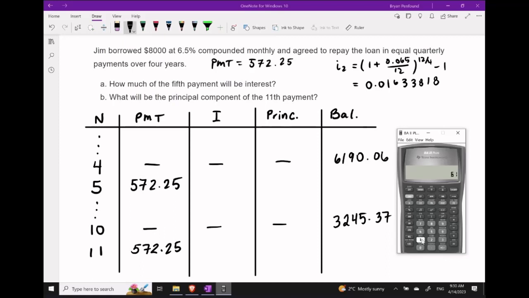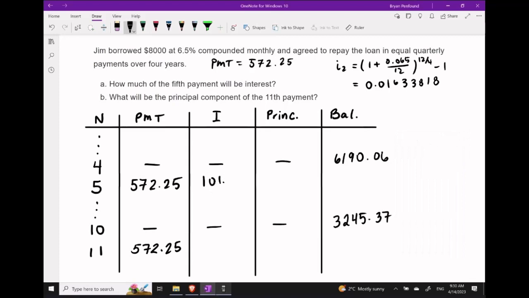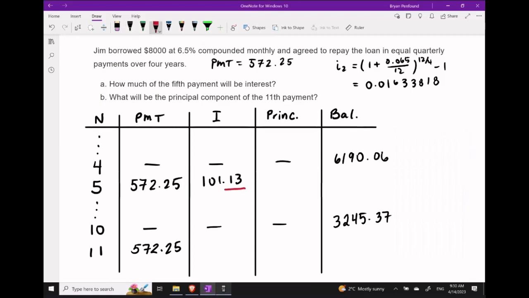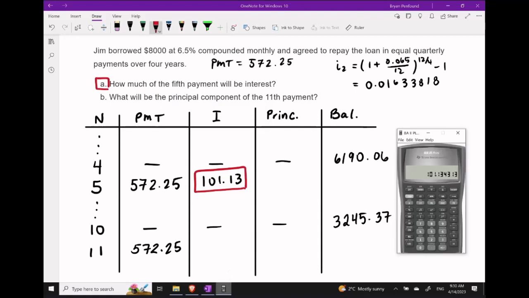Now we have enough information to start filling in rows 5 and 11. Let's take our $6,190.06. We're going to multiply this by I2, our stored interest rate, and see what we get. So the interest at step 5 is going to be 101.13. Okay, so here is the answer to part A. Similarly, we can take our $3,245.37 and multiply this by our stored interest rate, I2, to get the amount of interest we need to pay at time step 11.